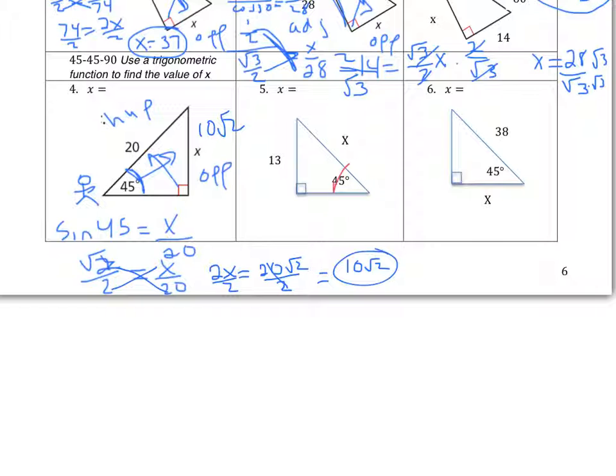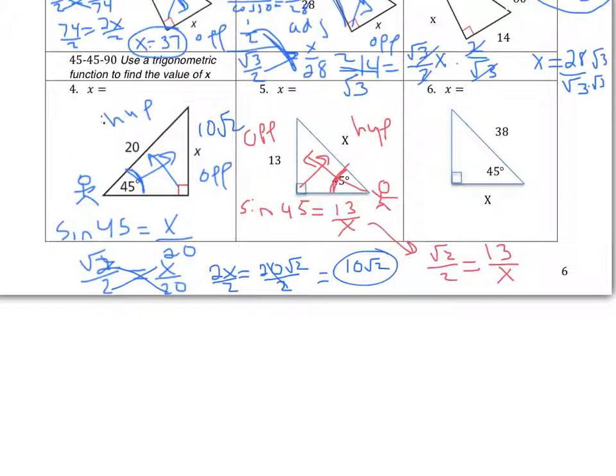So in 5, here is my angle, here's me. Across is the hypotenuse, and then across from me is the opposite. So again, I have sine of 45 equals opposite, which is 13, over hypotenuse of x. This time I have x in the denominator. So what I need to do, first of all, we'll just set up our proportions. So sine of 45 I know is root 2 over 2, and then I have 13 over x, and then I can just crisscross.